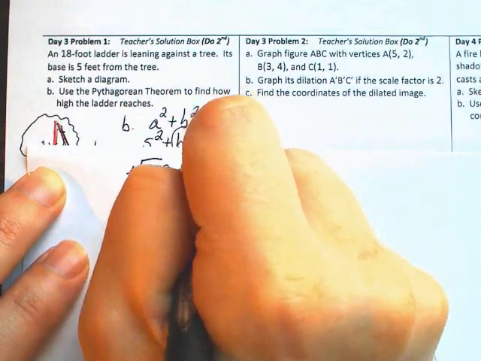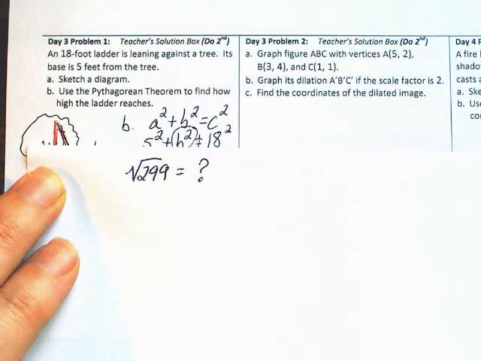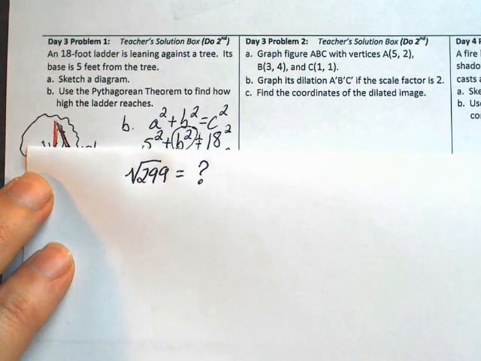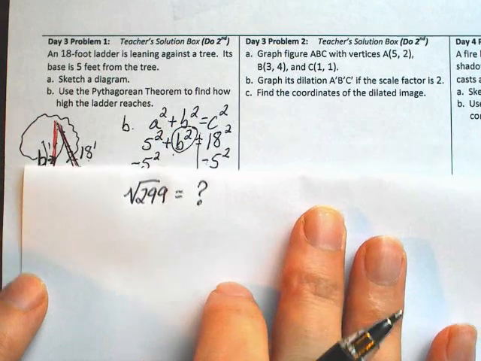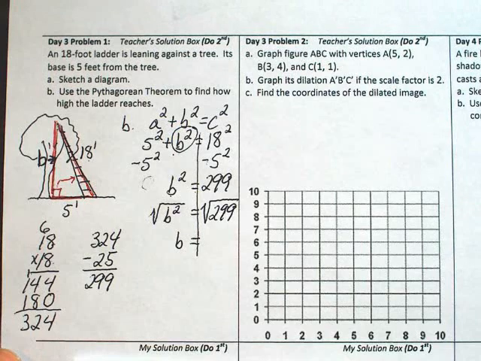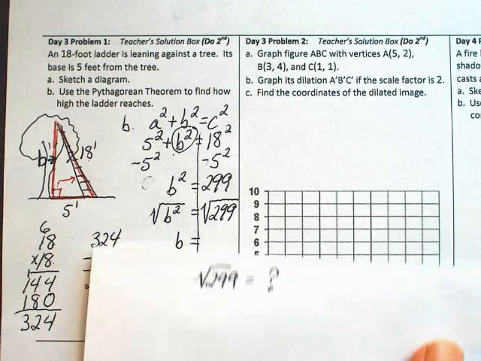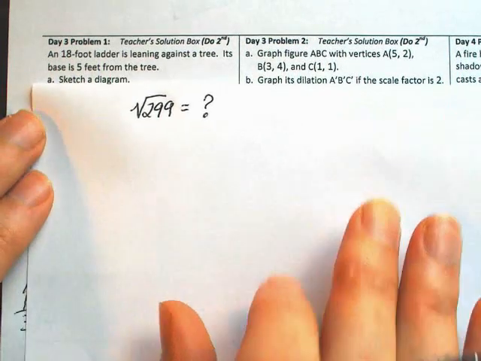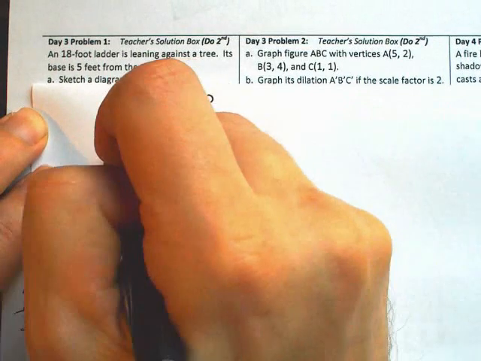Okay. Well, earlier we had figured out that 18 times 18 is 324. That's more than 299. So the square root of 299 has got to be less than 18. I'm curious, what is 17 times 17?